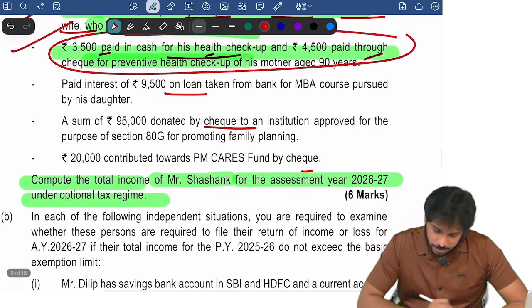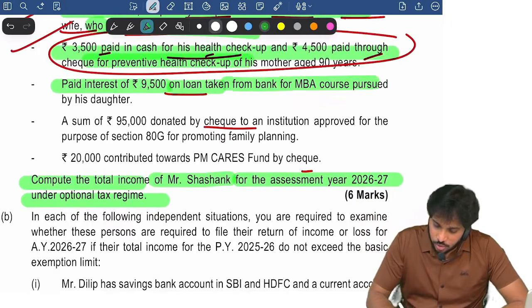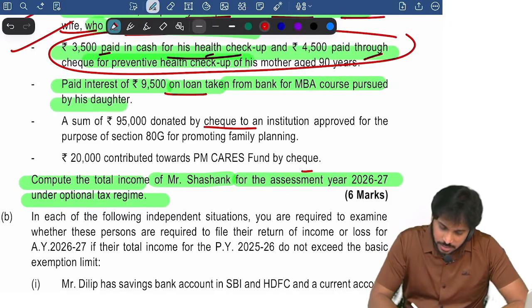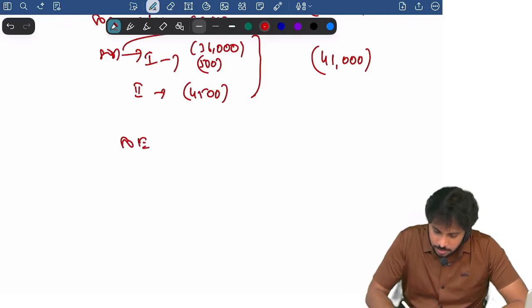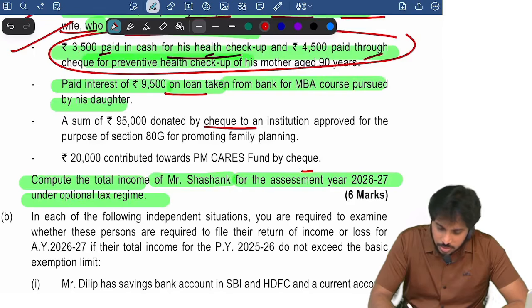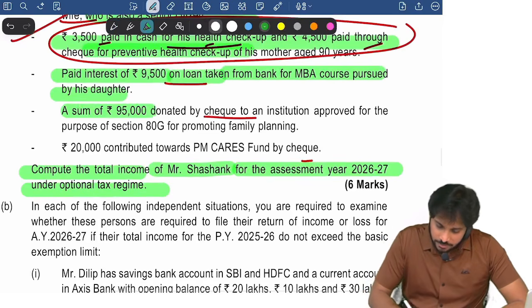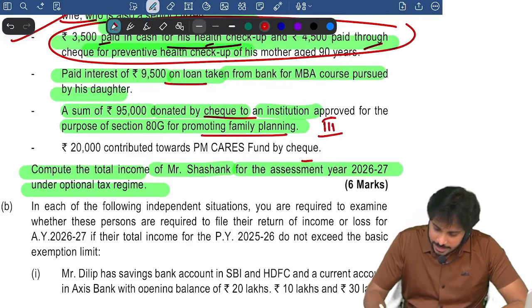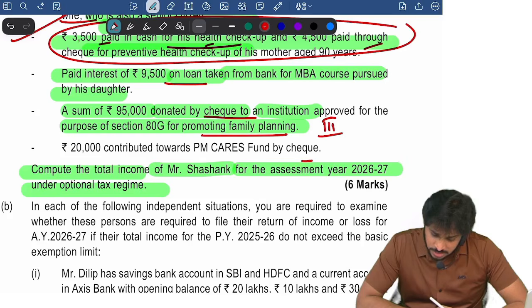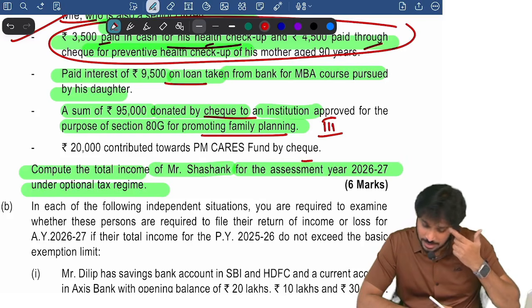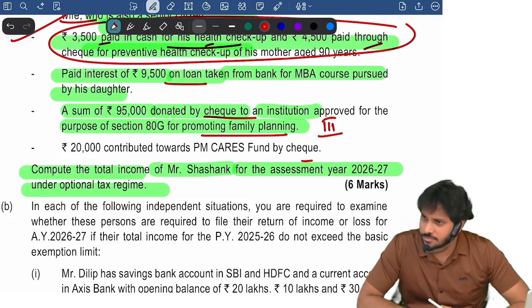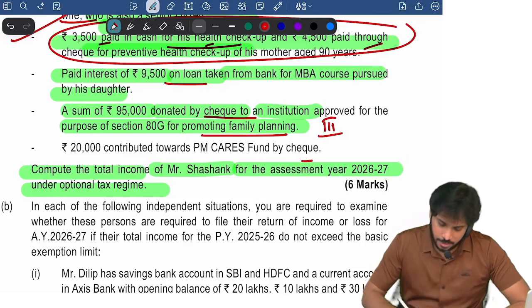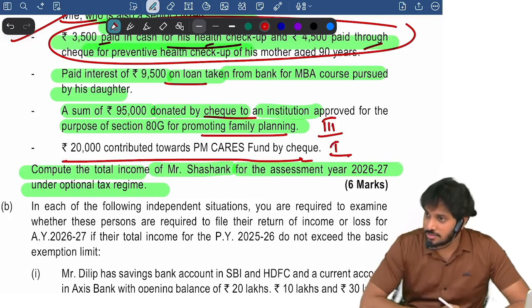Next, paid interest of 9,500 on loan taken for MBA course by his daughter, 80E. How much is the interest on loan? 9,500. A sum of 95,000 donated by cheque to an institution. Okay, this is family planning, category 3. Yes or no? This is family planning category 3. Correct? Whereas 20,000 is category 1.